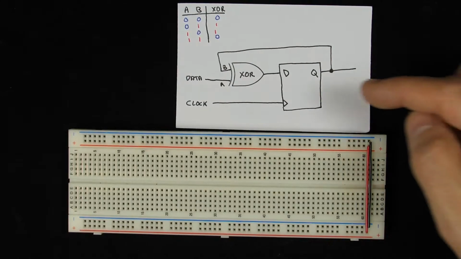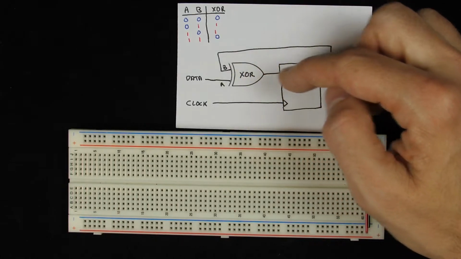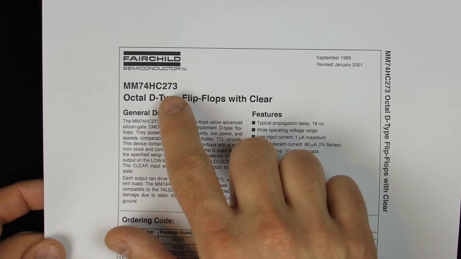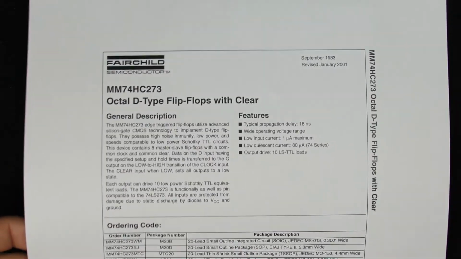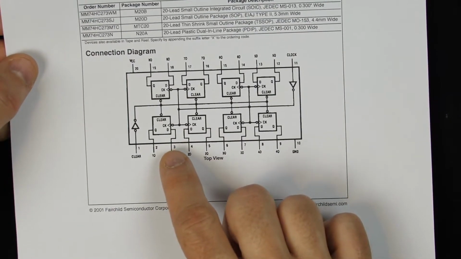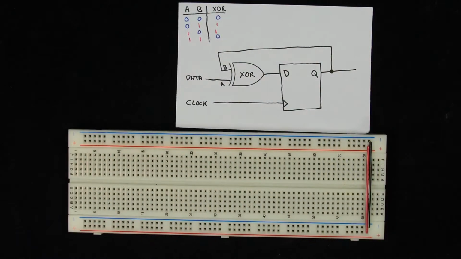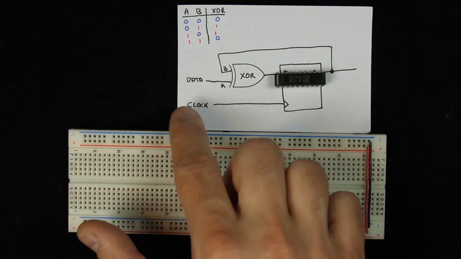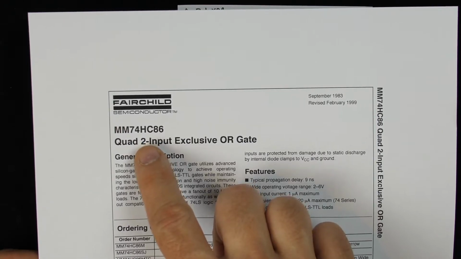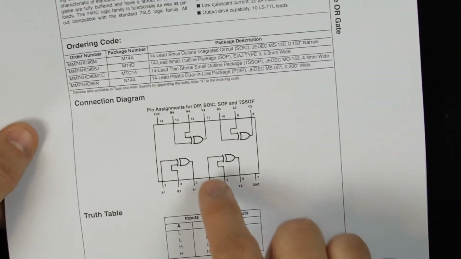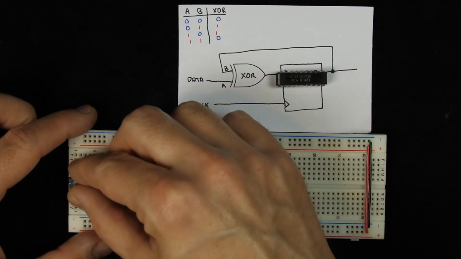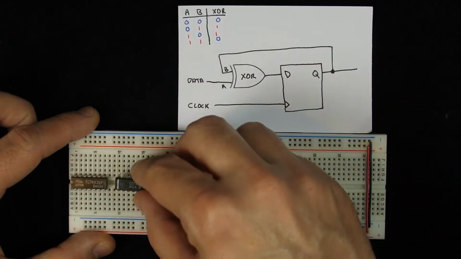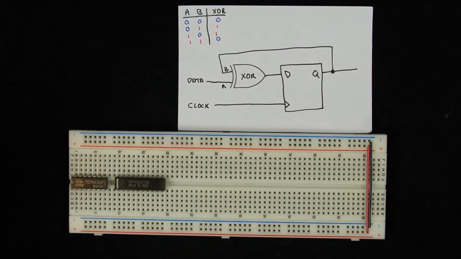To build this circuit, we just need a D flip-flop and an XOR gate. For the D flip-flop, there are lots of different chips you could use. I'm going to use the 74HC273, but anything with a D flip-flop will probably be fine. This one has 8 D flip-flops, but we'll just be using one of them for now. For the XOR gate, I'll use the 74HC86, which is a quad XOR gate. So there are actually 4 XOR gates, and again, we're only going to use one of them for now. And even though I'm using the 74HC family, you can use 74LS or whatever you've got. Really any D flip-flop and XOR gate ought to be fine for this.